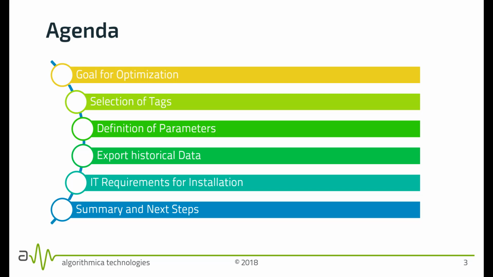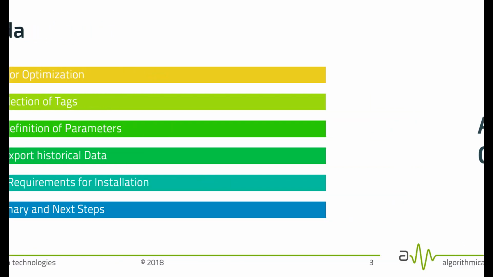First, we discuss the goal for optimization, and that step is only relevant for the APO product. Next, we select all the tags that we want to look at from the plant. We define the parameters of those tags. We export the historical data over the past months or years of all the tags that we've selected. We discuss the IT requirements so that we can install the software and run the models in real time. And lastly, we summarize the workshop and discuss the next step afterwards.